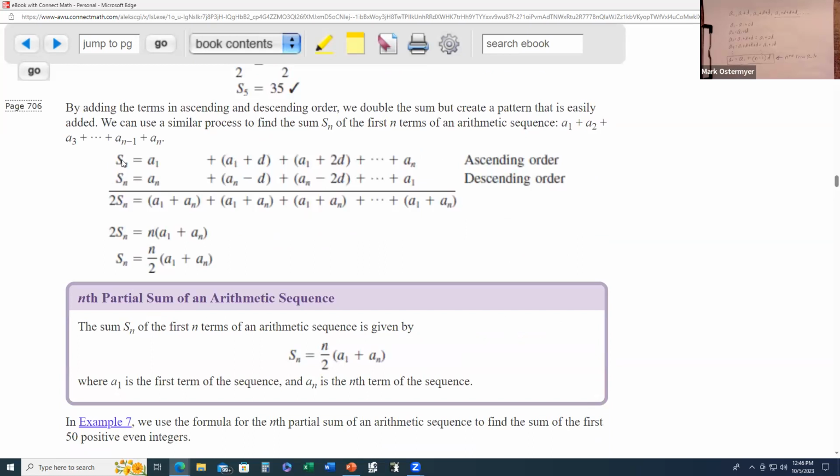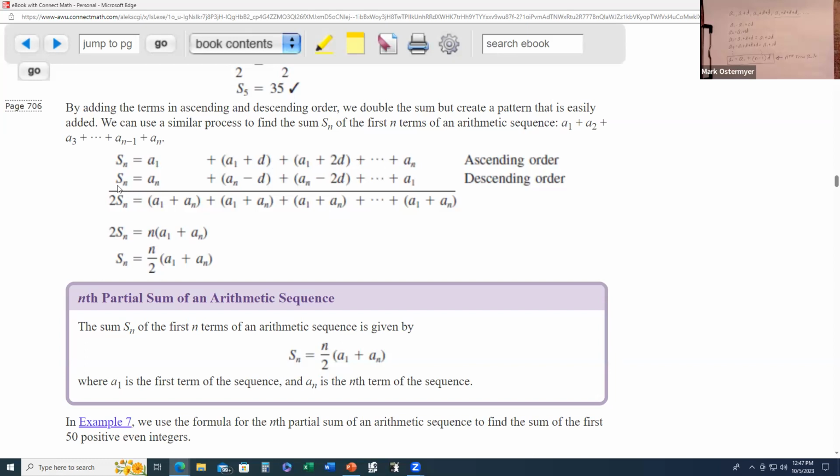All right, so the sum of the first n terms in an arithmetic sequence is going to be the first term added to the second term, added to the third term, added to the fourth term, added to dot, dot, dot, all the way to the nth term. Well, the first term is a sub 1. The second term is a sub 1 plus the common difference. The third term is the first term plus 2 times the common difference. The fourth term would be a sub 1 plus 3 times the common difference, plus dot, dot, dot, plus all the way up to the nth term.